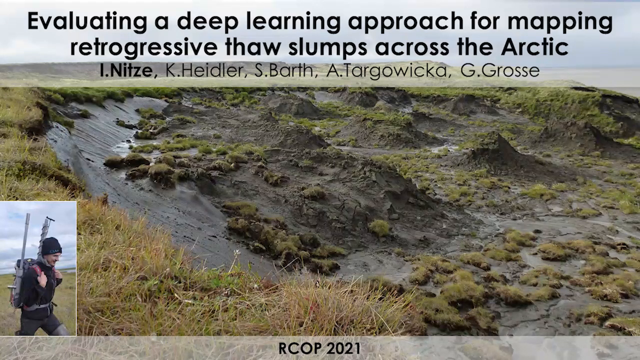And I would like to give you my talk about a recent study that might be published already, but at the moment, as of today, is accepted. It's on evaluating a deep learning approach for mapping retrogressive thaw slumps across the Arctic. I'm I. Nitze from the Alfred Wegener Institute.